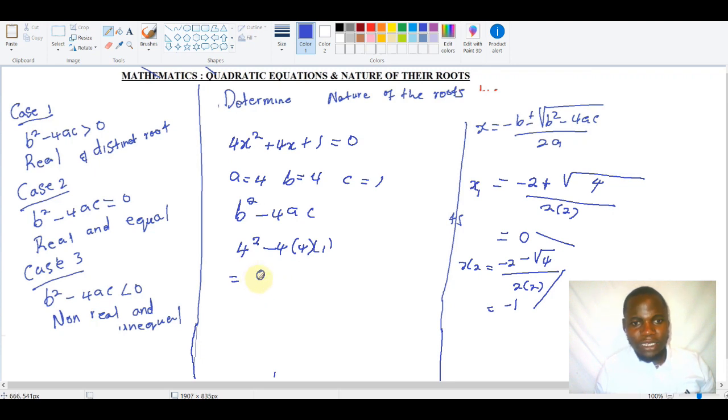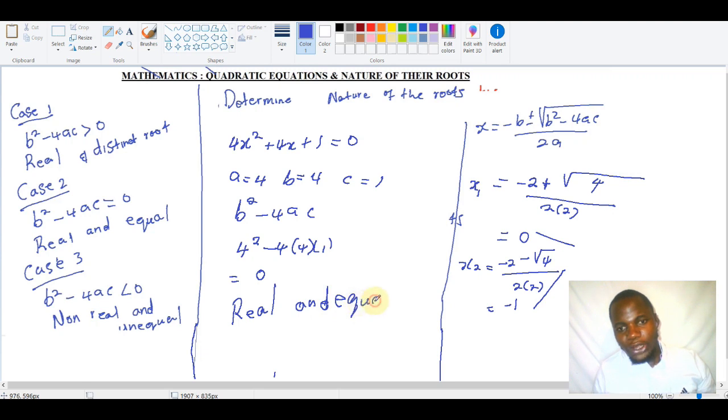And if the discriminant is equal to 0, let's see the case of the nature of those roots. So you see case 2, if the discriminant b squared minus 4ac is equal to 0, then that means you have real and equal roots. So now you've answered that question correctly. But remember, I said when you are in an exam, you end here to determine the nature of the roots. But now I want us to see if the roots are real and equal.